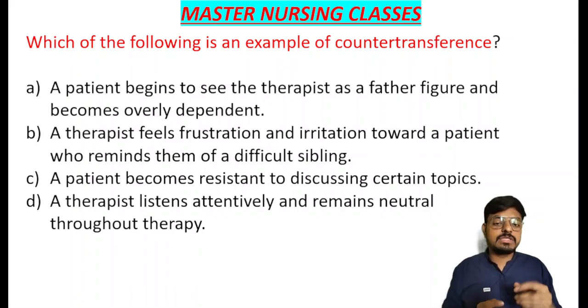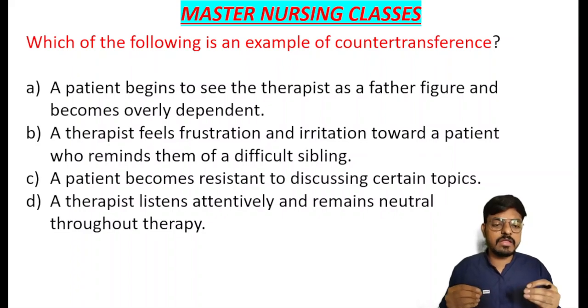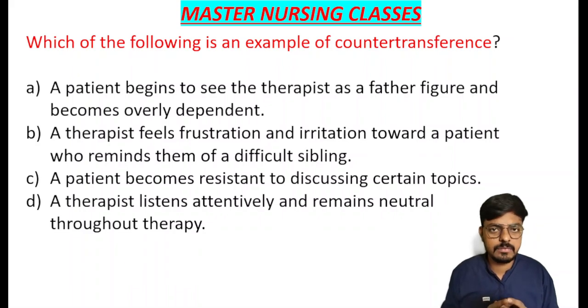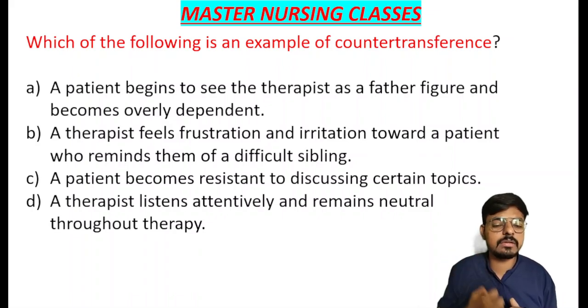Among the given four options, which is the example of counter transference? The question is asking very simple. Option A states that a patient begins to see the therapist as a father figure and becomes overly dependent. This means the patient is throwing some emotional responses on the healthcare provider in option A.